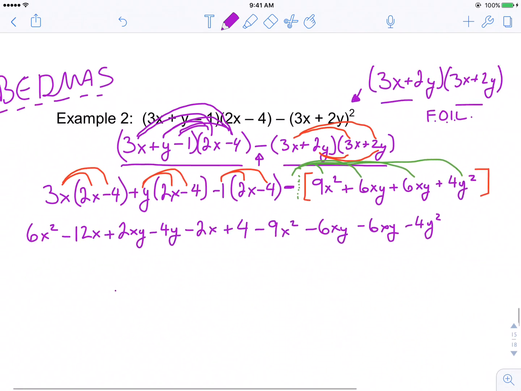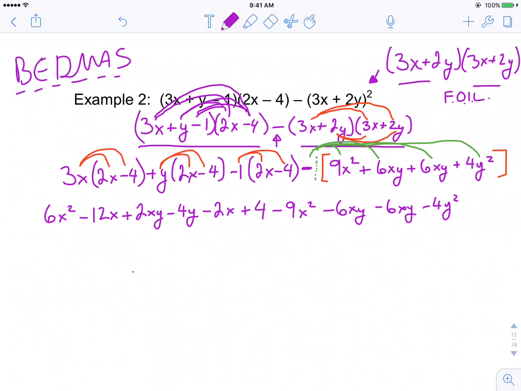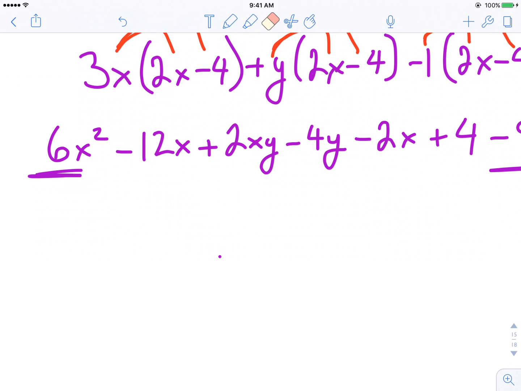Now, lo and behold, we have no more brackets that we have to worry about. We can just simply combine all our like terms and we'll be done. So I look, are there any other x squareds? 6x squared and a minus 9x squared. So it's minus 3x squared.